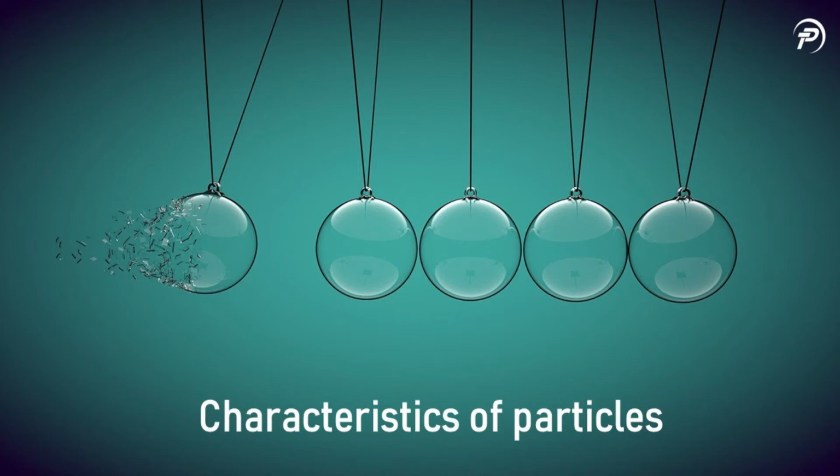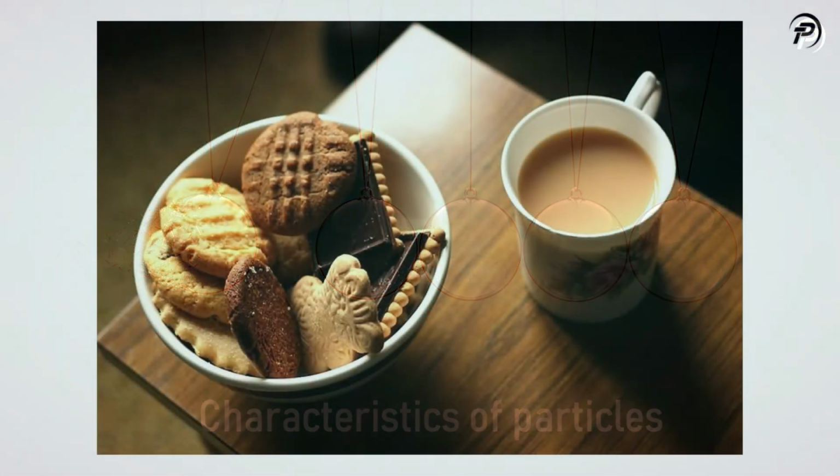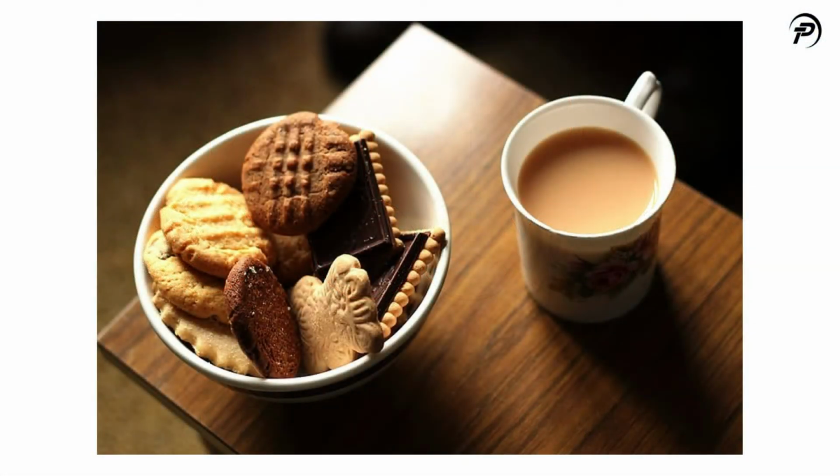1. Particles have space between them. For better understanding, let's take an example. Take a biscuit and a cup of tea. Dip the biscuit in tea. You will see that tea is soaked by the biscuit. In other words, particles of tea are stuck in between the particles of biscuit. So, how is this possible?